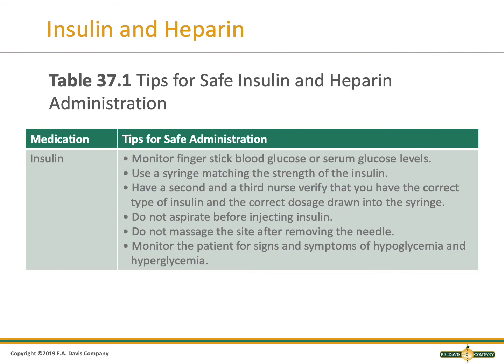And this table is on page 837 in your textbook. It's tips for safe insulin and heparin administration. So with insulin, monitor a finger stick blood glucose or serum glucose levels. Use a syringe matching the strength of the insulin. Have a second and a third nurse verify that you have the correct type of insulin and the correct dosage drawn into the syringe. Don't aspirate before injecting insulin. Don't ever massage the site after removing the needle. And monitor the patient for signs and symptoms of hypo and hyperglycemia.